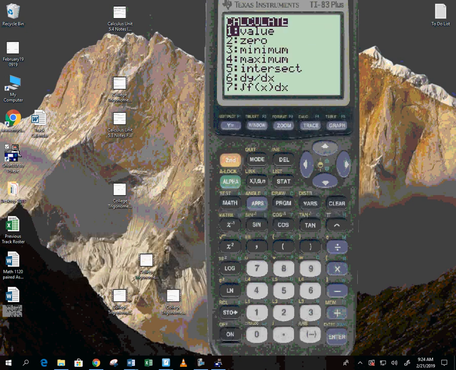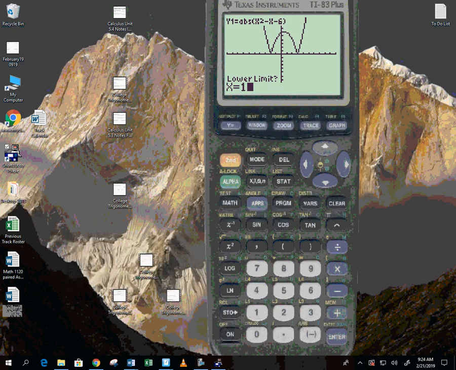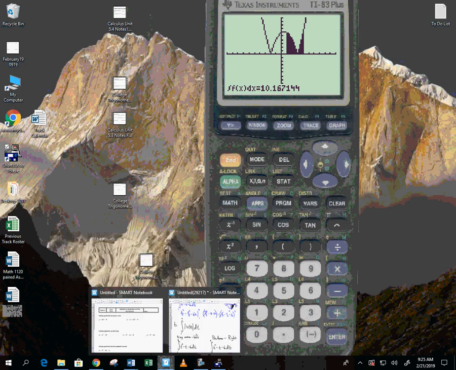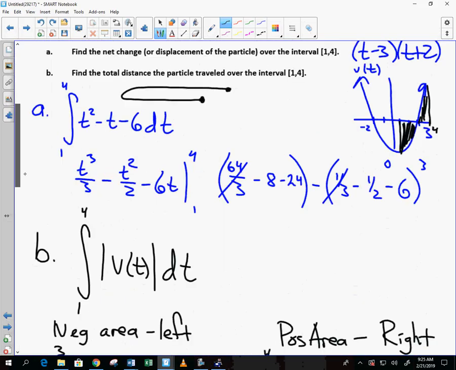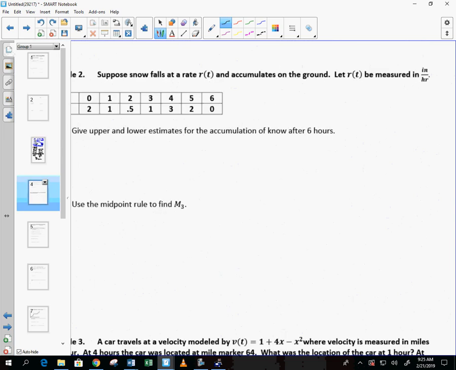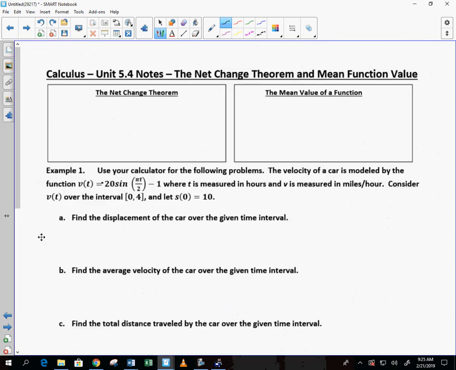So we can calculate number 7. We go from 1 to 4. We should get 10.16 repeating. Calculator is not as smart as we are. We're smarter. No surprise. And that's that. So there is a lot more to the net change theorem. This is the kind of the raw look at it, but without a doubt, over the course of the next couple days, we are going to look at net change theorem along with mean value of a function.